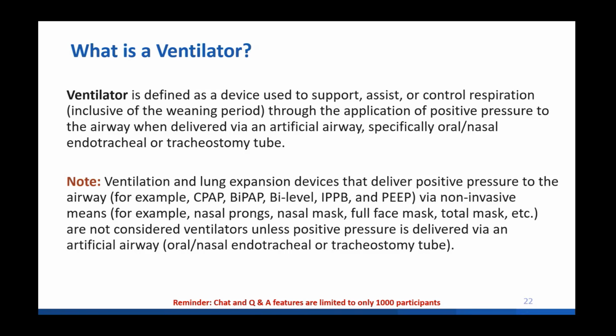Please note that ventilation and lung expansion devices that deliver positive pressure to the airway, such as CPAP, BiPAP, etc., via non-invasive means, for example by nasal prongs or full face mask, are not considered ventilators unless the positive pressure is delivered via an artificial airway.